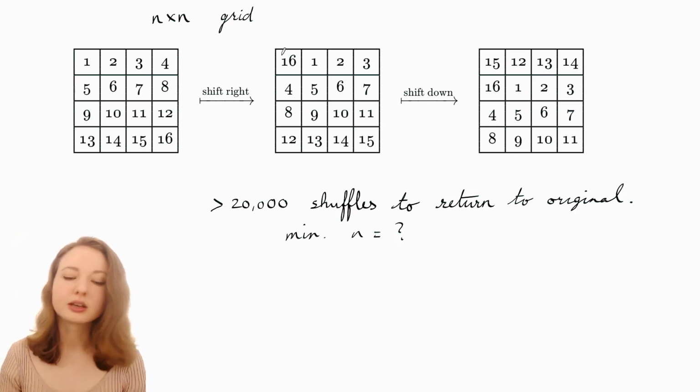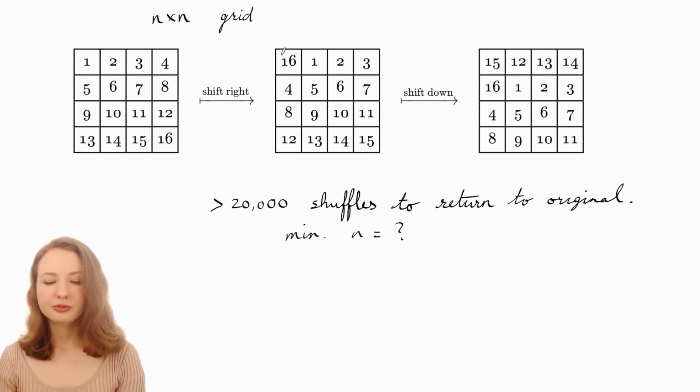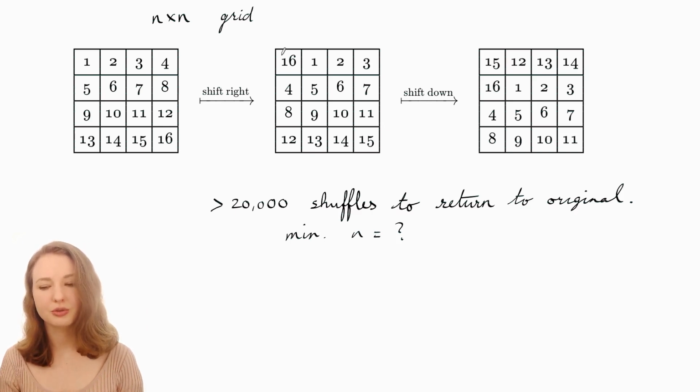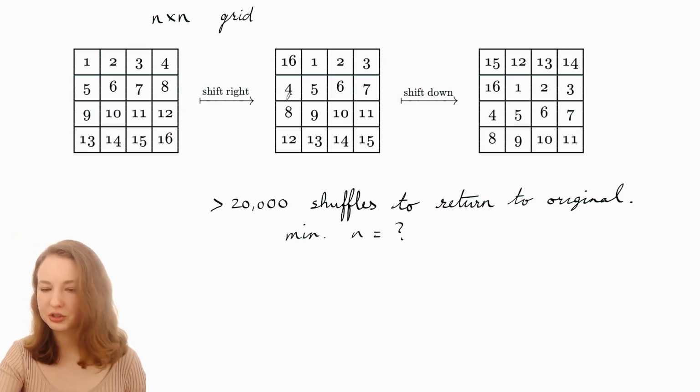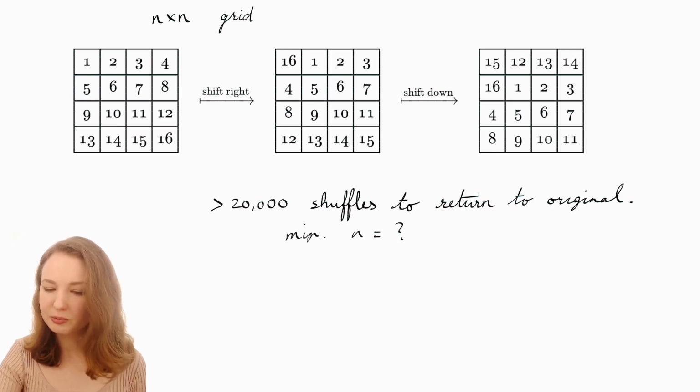So the question is, if it takes at least 20,000 shuffles to return to the original configuration, so this is one shuffle, just shifting right and down is one shuffle, not two shuffles, what's the minimum value of n which needs more than 20,000 shuffles?